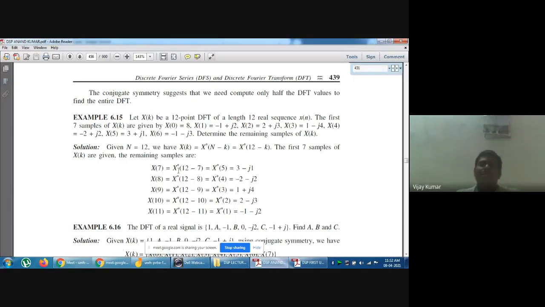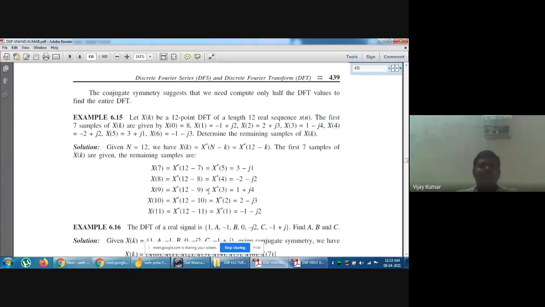X star of minus 7 means x star of n minus k. So here n is 12, x star of 12 minus 7, that is x star of 5. So x star of 5 we need to calculate. x of 5 is already given in the question as 3 plus j. So x of 7 will be 3 minus j.